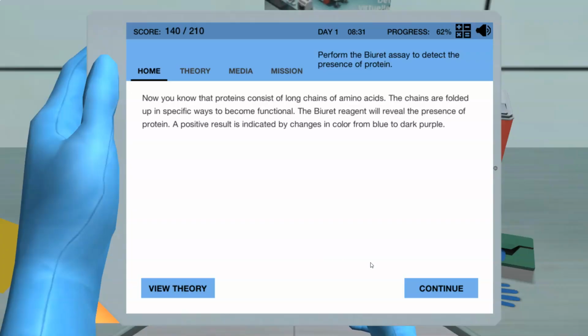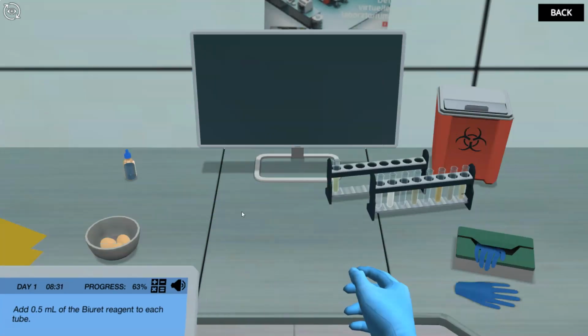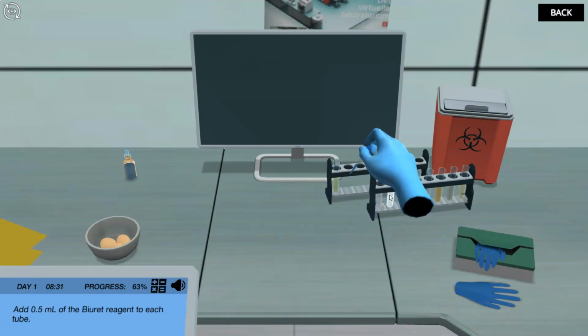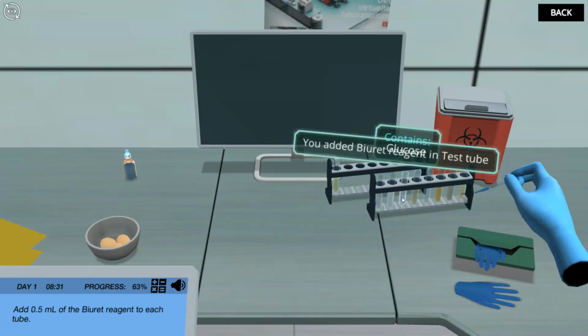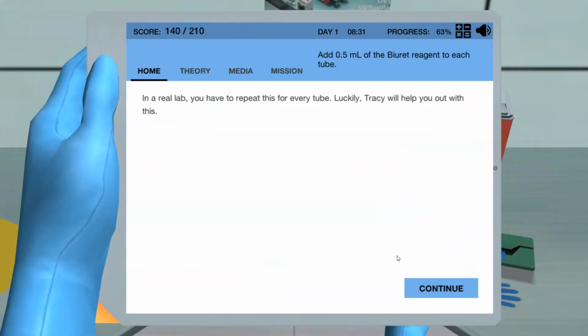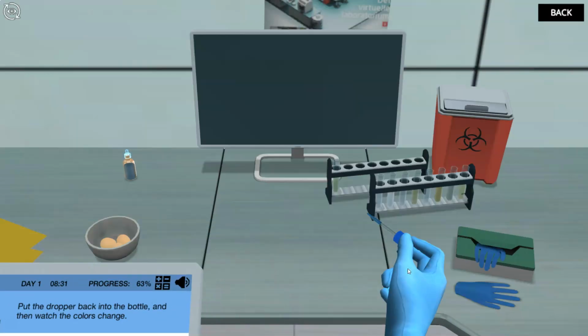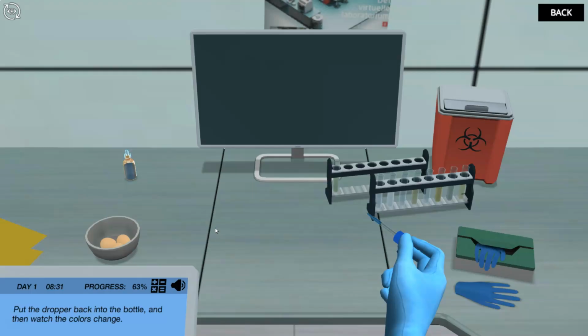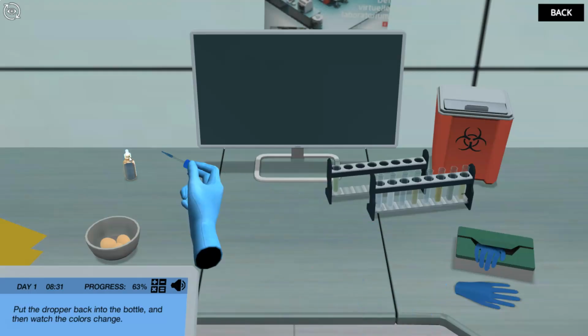The biuret reagent will reveal the presence of protein. A positive result is indicated by a color change from blue to dark purple. Add 0.5 ml of the biuret reagent to each tube. In a real lab, you have to repeat this for every tube. Luckily, Tracy will help you out with this. Put the dropper back into the bottle, and then watch the colors change.